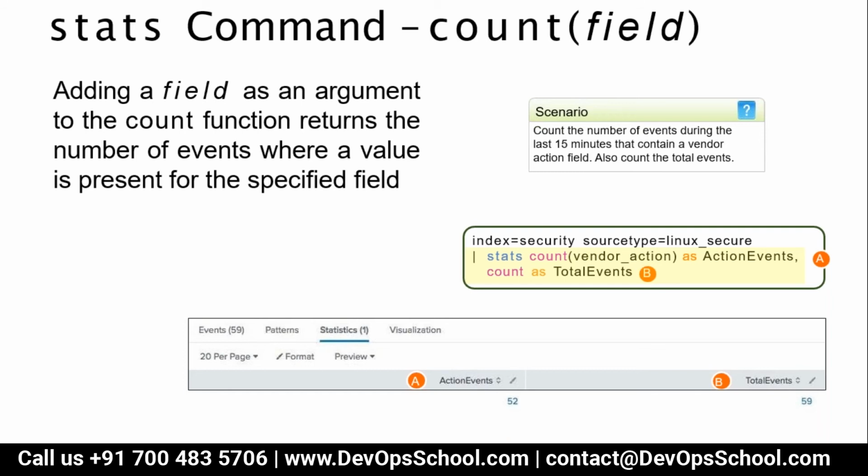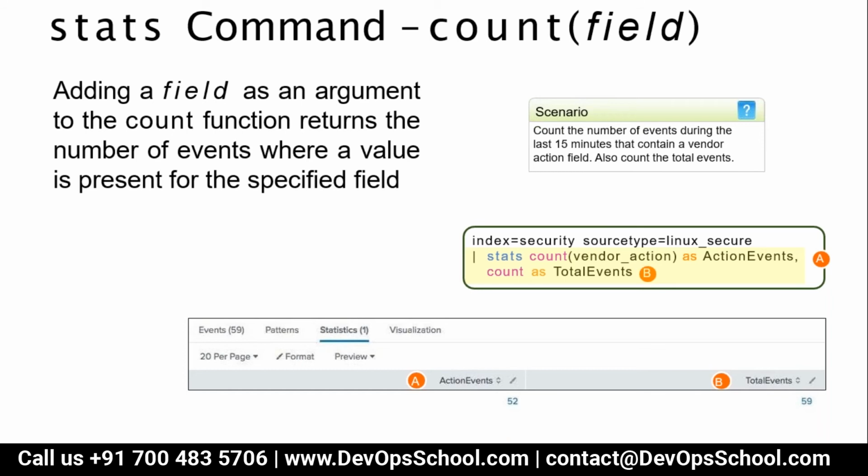Okay, so here if you look at this, the scenario is count the number of events during the last 15 minutes that contain a vendor action field. Action field, that means the vendor has done some action. Okay, and also count the total events. So here what you're doing is stats count and then field name vendor action as action events, where you change the field name to action events, and count as total events. So here you are getting 52 and you see action events is 52 and total events is 59.